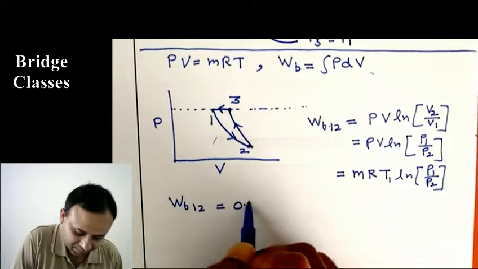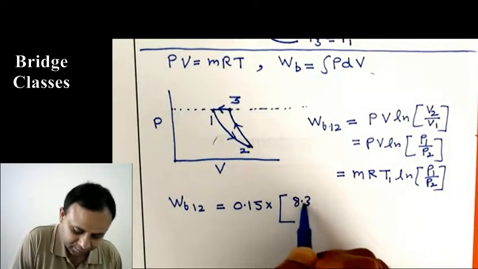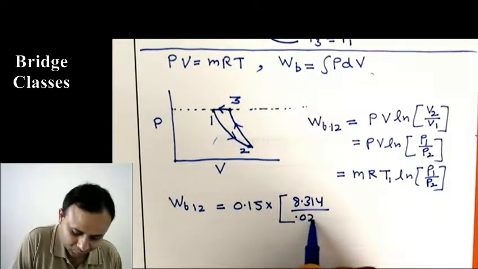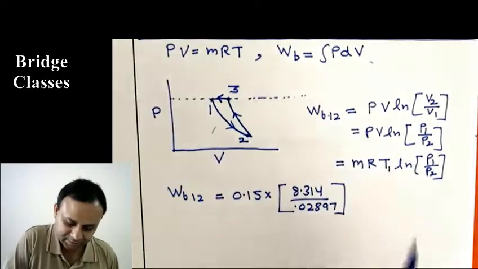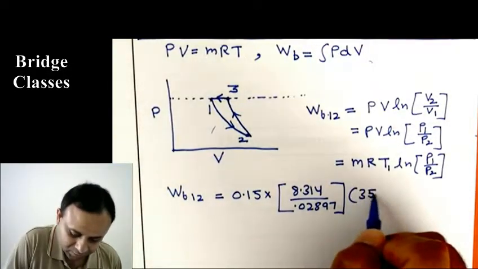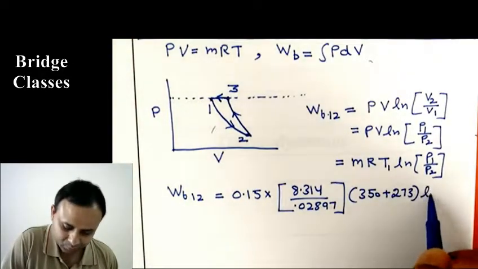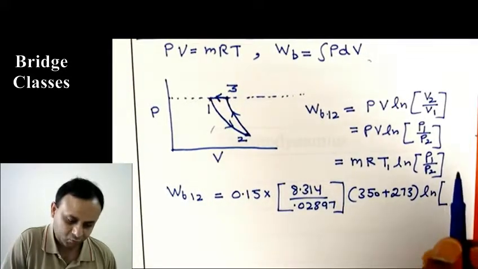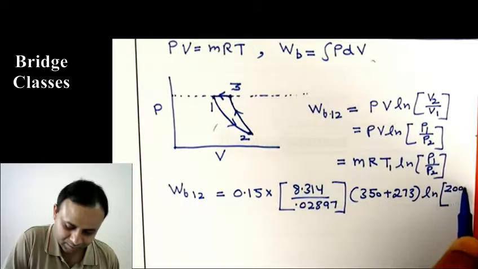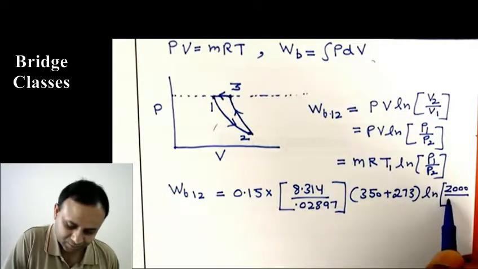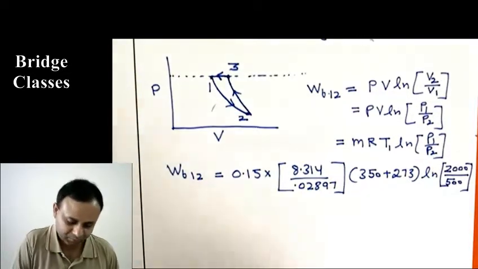So plug in numbers. Mass is 0.15 kilogram. The gas constant for air will be 8.314 over 0.02897, times temperature. It is 350 degrees C, so you add 273 to that, times log P1 over P2. P1 is 2 megapascal, that is 2000 kilopascal. I converted it to kilopascal, over 500 kilopascal. Okay, so you get this as boundary work from 1 to 2.